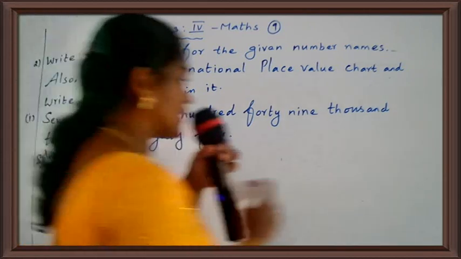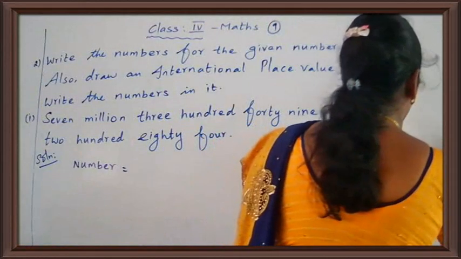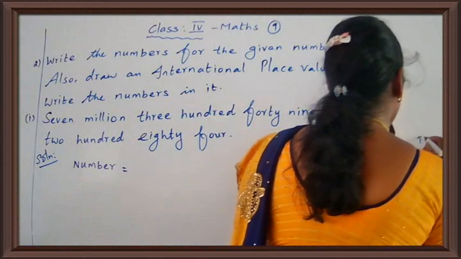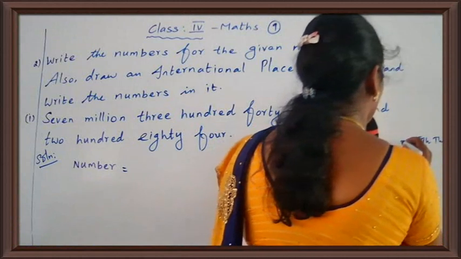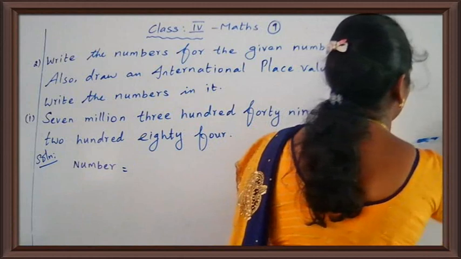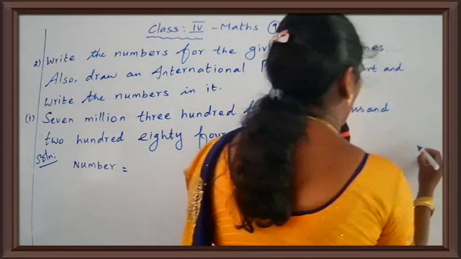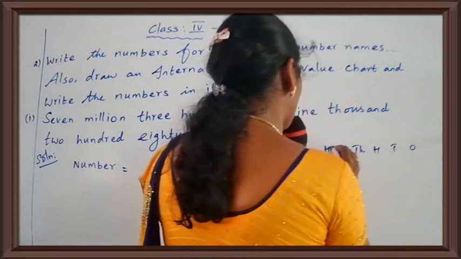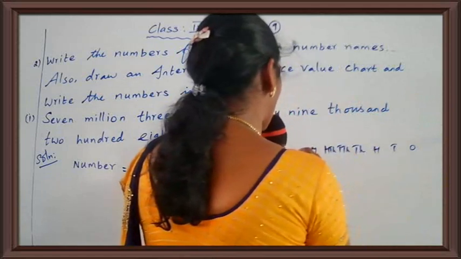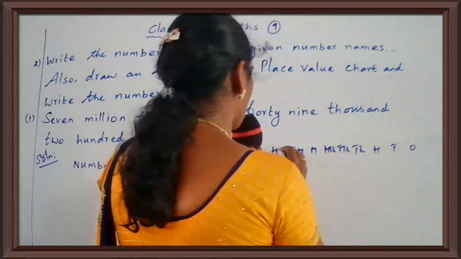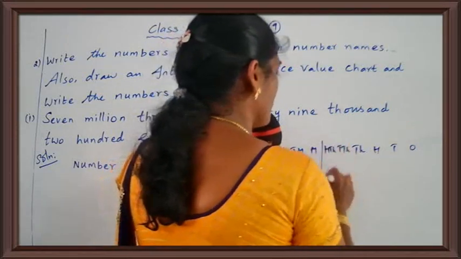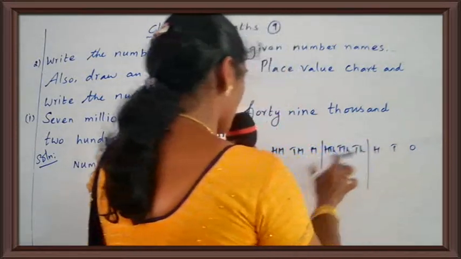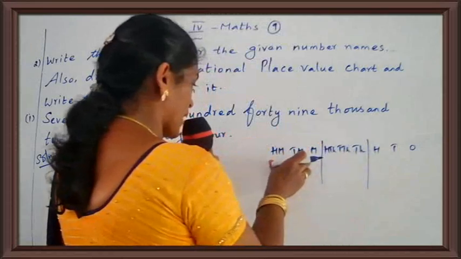First of all, you make a rough place value chart: ones, tens, hundreds, thousands, ten thousands, hundred thousands, million, ten million, hundred million. Now you separate by periods. This is the ones period, this is the thousands period, this is the millions period.